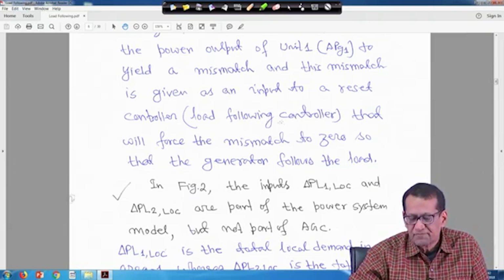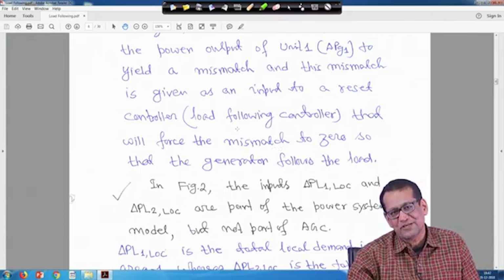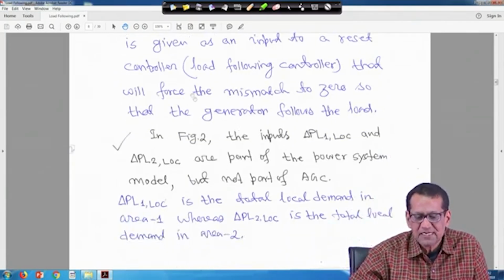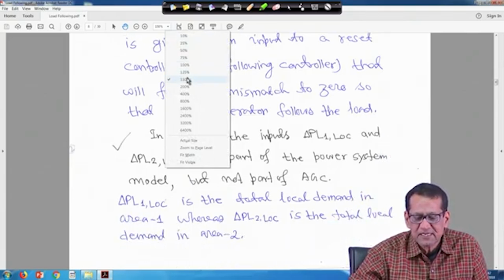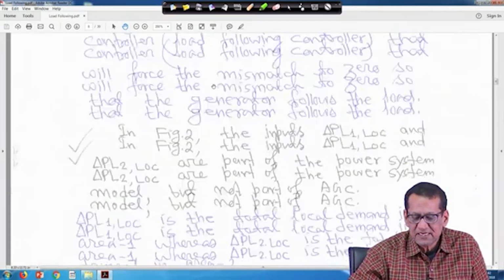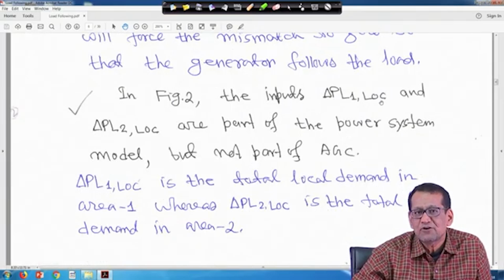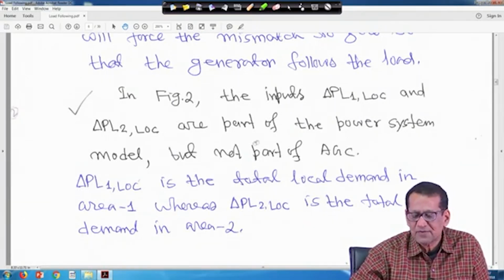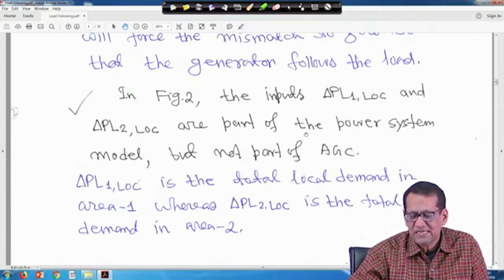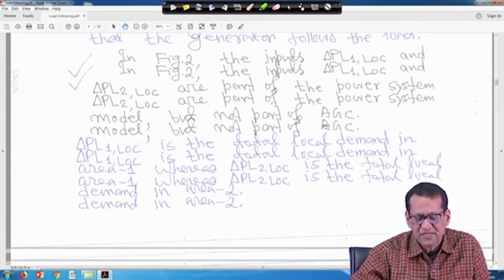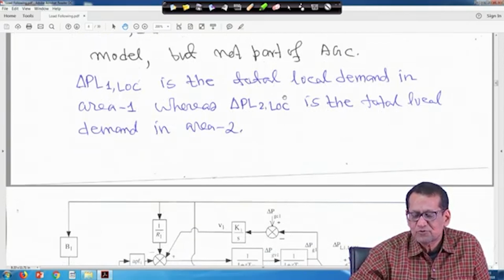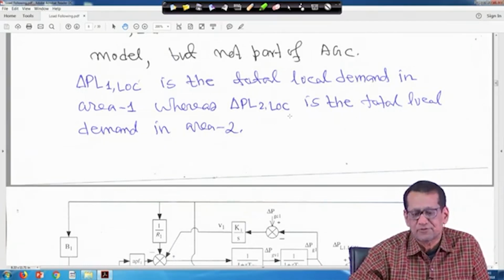So, that will actually force the mismatch to 0, so that the generation follows the load. So, that is called load following. So, in figure 2 that I already explained, let me just enlarge it a little bit. In figure 2 the inputs delta PL1 local and delta PL2 local are part of the power system model, but not part of AGC, that also we have explained before. Delta PL1 local is the total local demand in area 1, whereas delta PL2 local is the total local demand in area 2, that also I have explained to you, right.